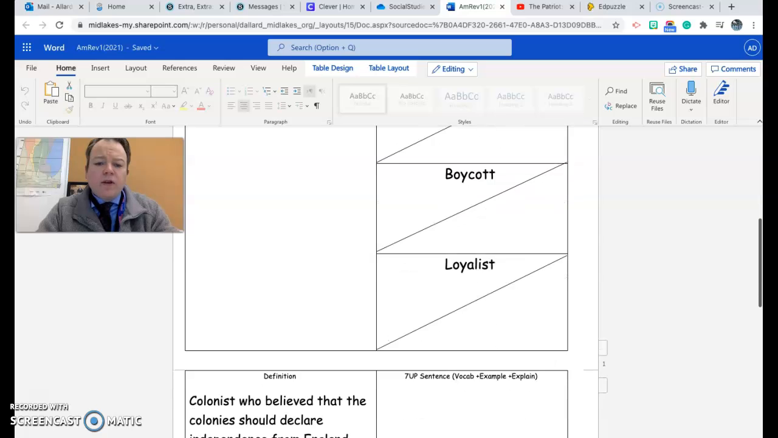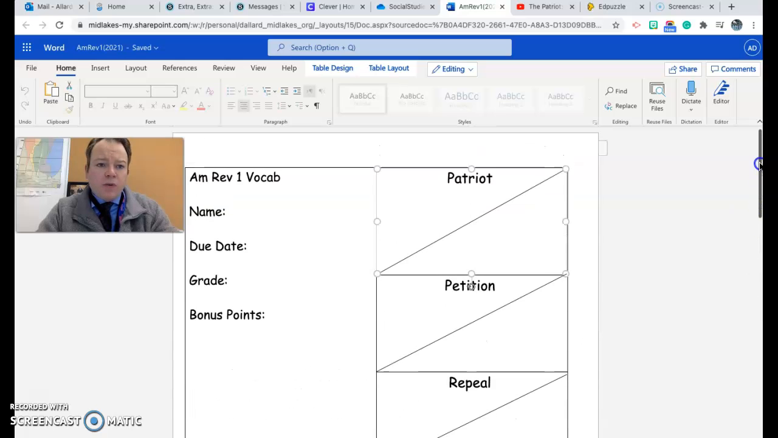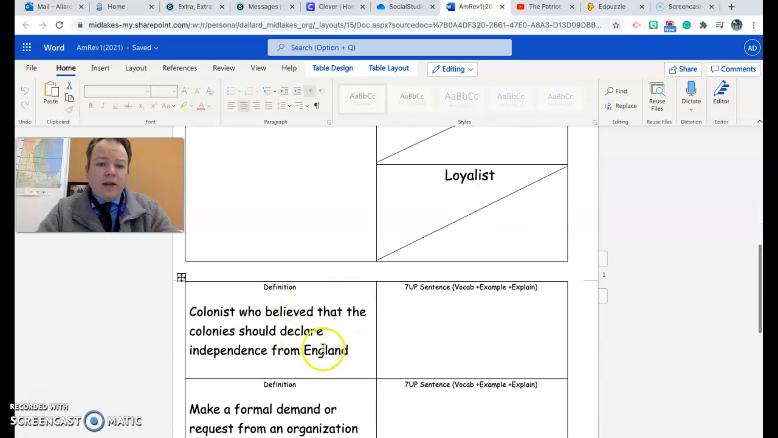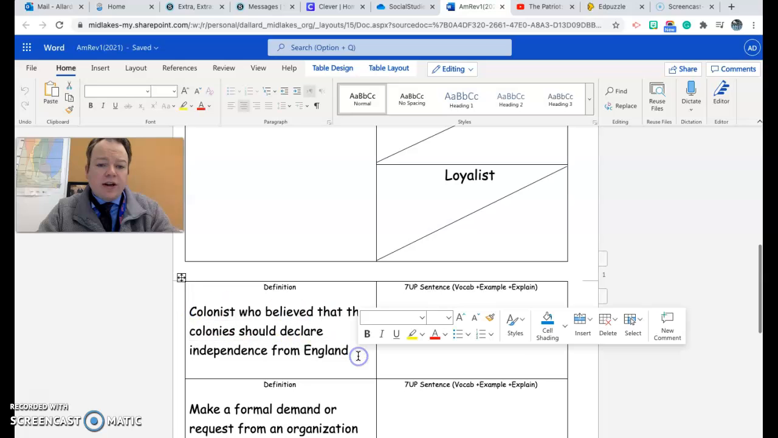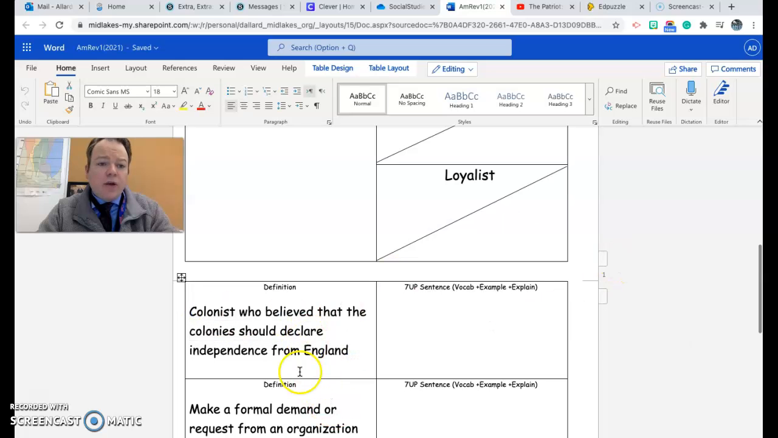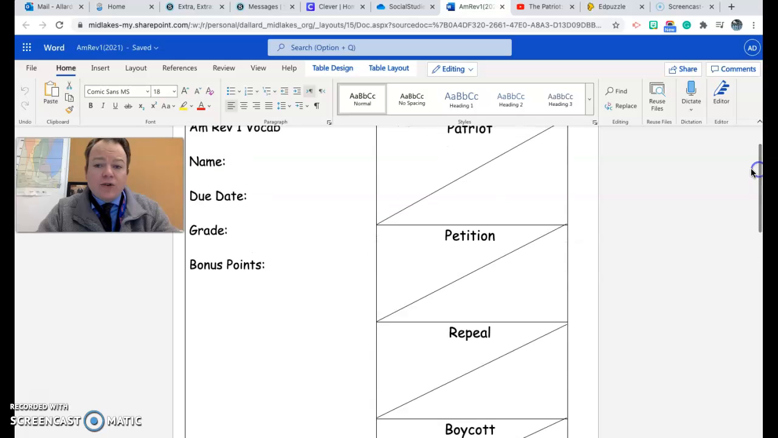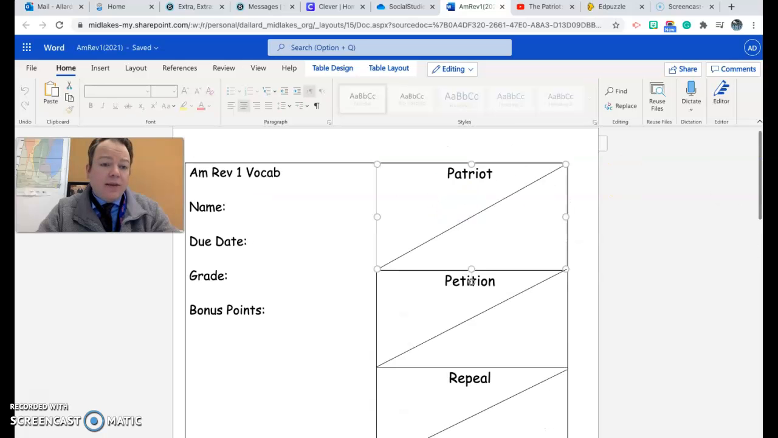So how would I figure out what I might want to do for a one-word definition for patriot? Well, I would look at the definition here: colonists who believe that the colonies should declare independence from England. So I would ask, what's my most important word that I need to know in order to answer this question? I'd probably say independence is my number one word. So then I can scroll up here and type in independence.